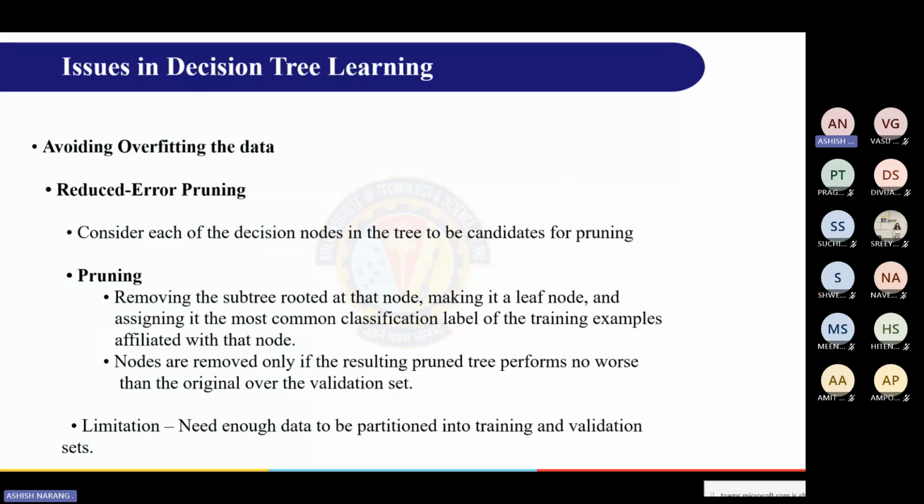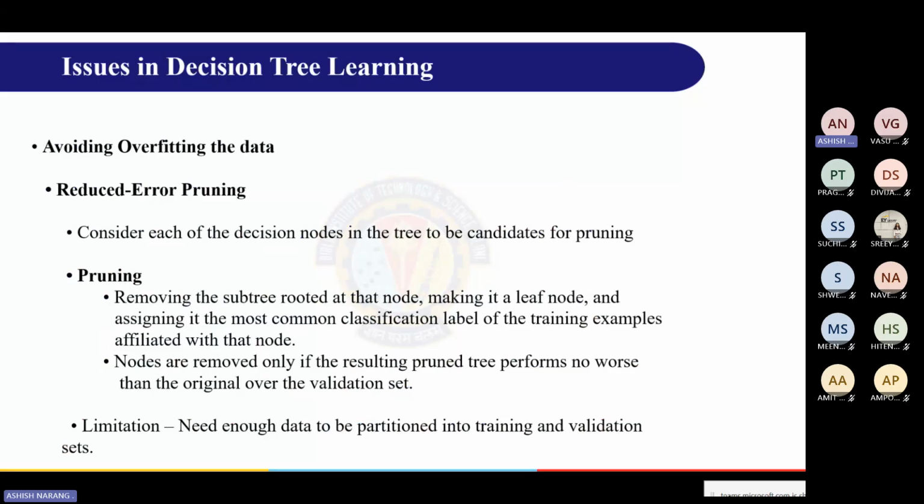Same thing when you are splitting a very deep tree further. You try to figure out whether this further splitting will be of significant advantage or not, right? And then you further split it, otherwise not.